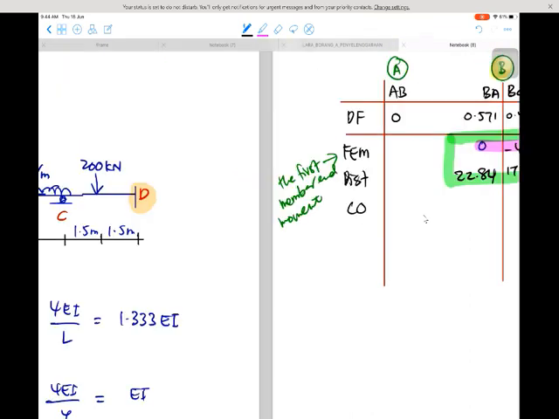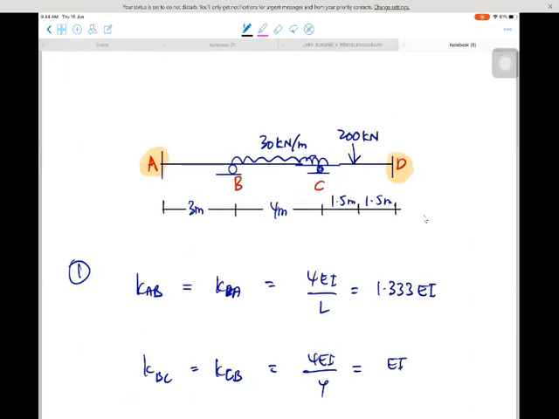We are analyzing a continuous beam, like this: A, B, C, and D are the four joints, with three elements. Member BC is loaded with a uniformly distributed load, and member CD is subjected to a vertical load at the middle of the span. I have shown this to you in my previous video.